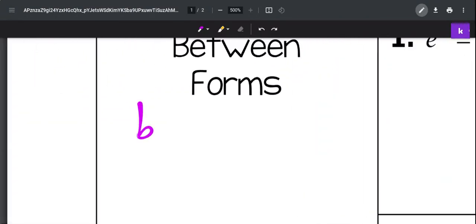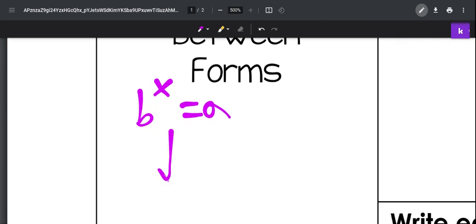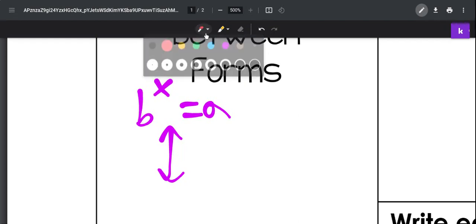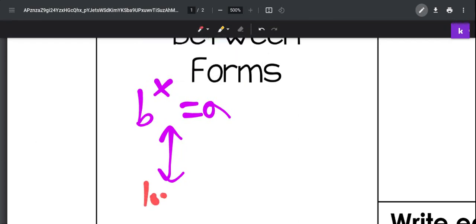If we have exponential form, b to the x equals a, we can transform it into log base b of a equals x. So we can actually go both ways. We can go from exponential to logarithmic, or logarithmic to exponential. All right. But just a reminder, this is our setup that we're going with.